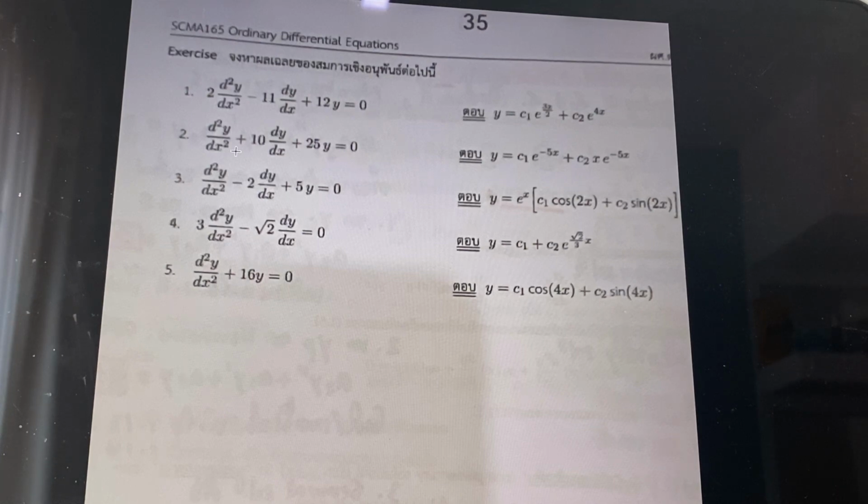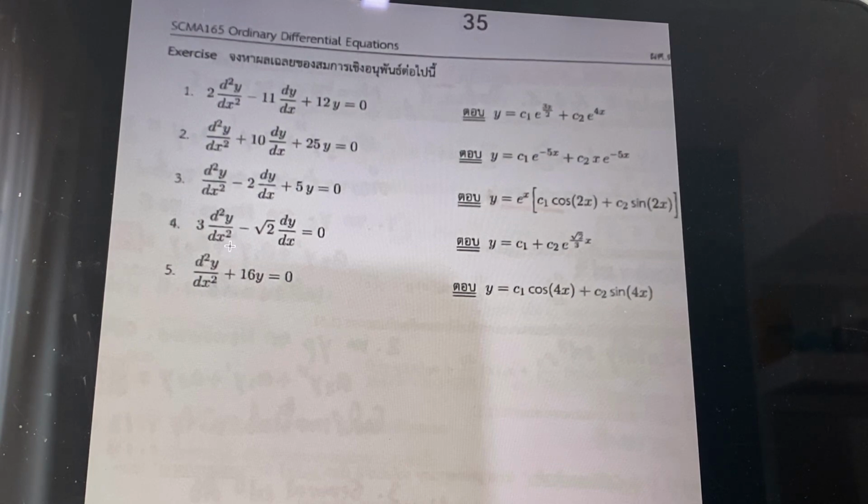And this one, y double prime plus 10y prime plus 25y. You see one more x here, and the exponential terms are exactly the same, so this one should be the repeated root. Number 3, you have y double prime minus 2y prime plus 5y. You see sine and cosine, so this one should be a complex number. And your roots should be 1 plus or minus 2i.